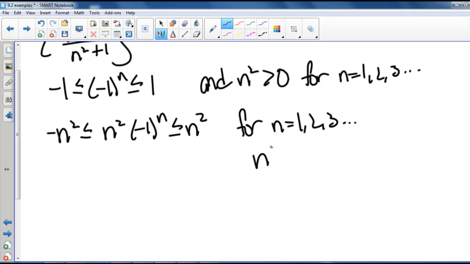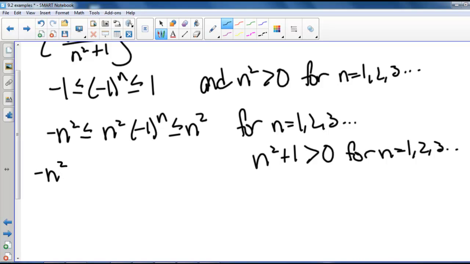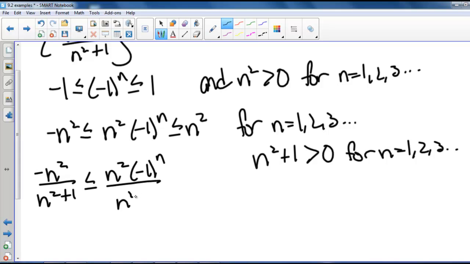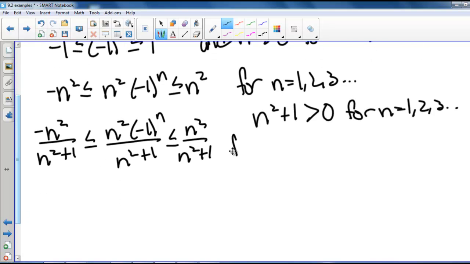And n squared plus 1 is greater than 0 for n equals 1, 2, 3, etc. So we can divide each part by n squared plus 1. So -n squared over n squared plus 1 is less than or equal to n squared times -1 to the n over n squared plus 1 is less than or equal to n squared over n squared plus 1 for n equals 1, 2, 3, and so on.